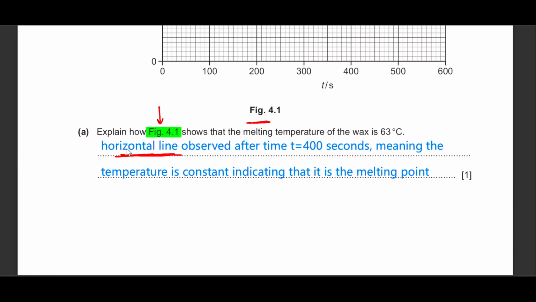So that's exactly what you're going to write down: that a horizontal line is observed, but where? At time t equals 400 seconds onward, meaning that the temperature is constant, indicating that this is the melting point of the wax. Now your answer is complete at this point, but adding this bit of information improves the quality of your answer.